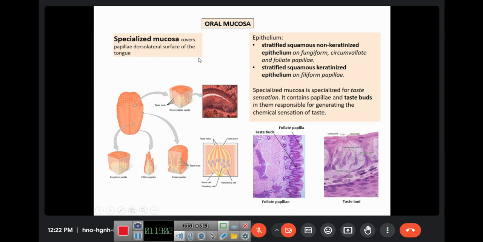This type of oral mucosa covers the dorsal part of the tongue, and it consists of epithelium and underlying lamina propria mucosa. No submucosa we have here, and also no lamina muscularis mucosa. Lamina propria mucosa connects mucosa to underlying muscle of the tongue.